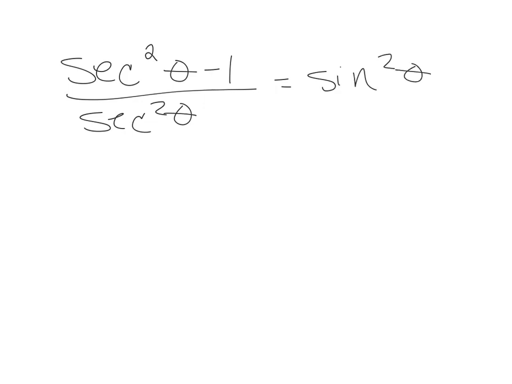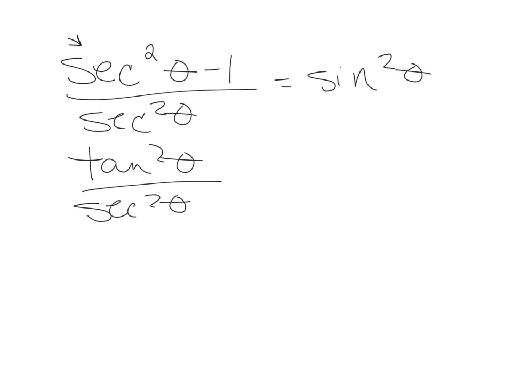Now, when I look at this problem, I look at the two sides and I say to myself, which side is more complicated? And the more complicated side, I try to work on and see if there's anything that I can do. The first thing that I notice is this top, secant squared minus 1. If you look at your cheat sheet, it happens to be one of the Pythagorean identities. And so secant squared theta minus 1 is the same thing as tangent squared theta. So that's the first thing that I see.